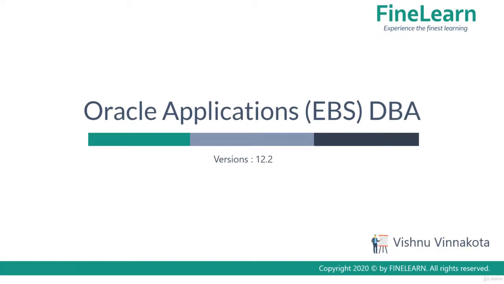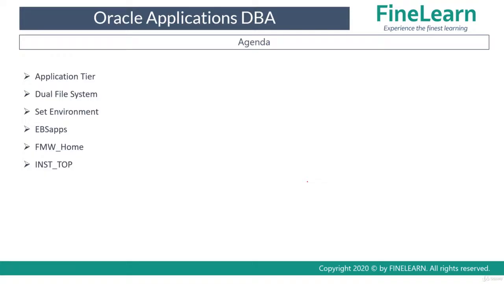Hi, in this lesson we'll be seeing the application tier file system overview. First we'll be seeing what is application tier and what is a dual file system. Then we'll be seeing how to set the environment in application tier. We'll also see the basic overview of the directories such as Ebs Apps, FNW Home and Top. There are separate lessons for each of them, that is Ebs Apps, FNW Home and Top. So in this lesson the main focus is to understand the basic overview and the basic layout of the file system.